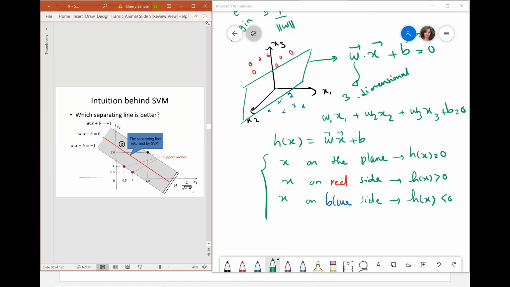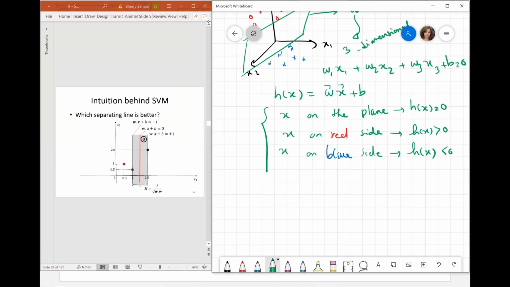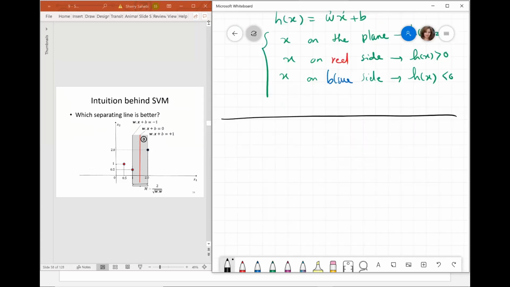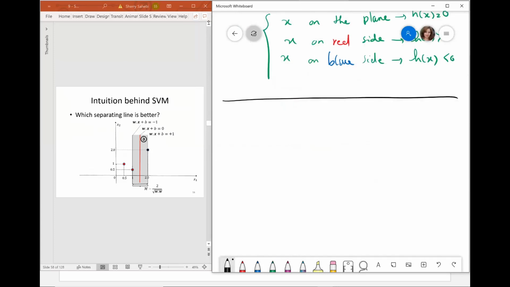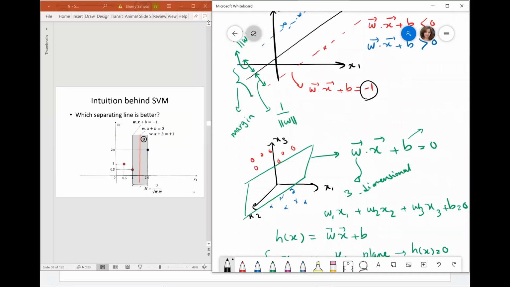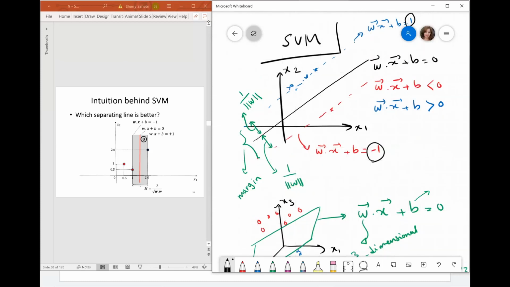Okay, so going back to our two-dimensional case, we said that the goal of SVM is to separate our data into two classes, right? And we have seen that actually any data point that falls on one side of our separating line is going to be assigned to one class.